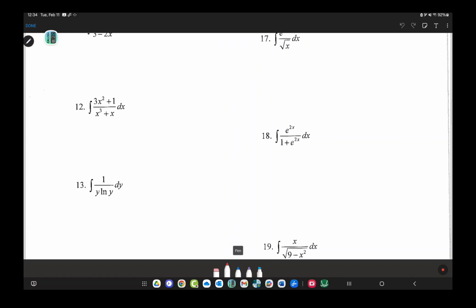So here, again, you have two separate functions. You have one in the numerator, one in the denominator. You're going to pick the one with a greater degree. So we're going to say that u is equal to x cubed plus x. That means if we take the derivative, du is equal to 3x squared plus 1, which happens to be our numerator. So that means we end up with the integral of 1 over u du. So we replace x cubed plus x with u, and we replace the numerator 3x squared plus 1 with du.